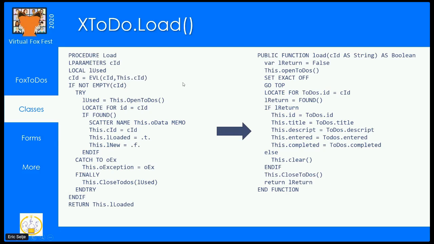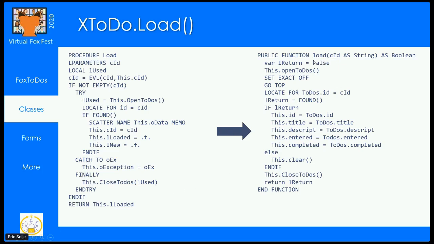This one's load. This is the one that loads a record from the database into this object. In FoxPro, you send in the ID. It checks to see if you did send in an ID. If you didn't, then it uses the ID that was already loaded. If it's good to go, it opens the table, looks for the record, scatters the name, which is something we can do, stores that ID as a property, and then marks that it's now loaded and it's not a new object. It has the try catch, and then finally closes the table.